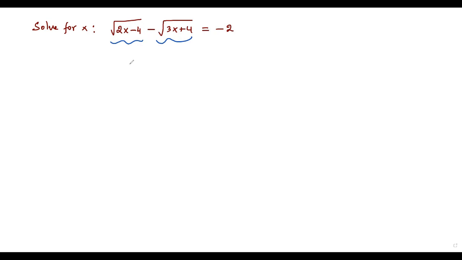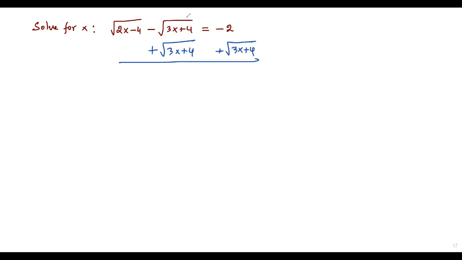we have to keep one square root on each side of the equation. That is, one square root on the left side and one on the other side. If we keep it so, it will be easier for us to solve the equation. So we can add square root of 3x + 4 to both sides to get this square root of 3x + 4.